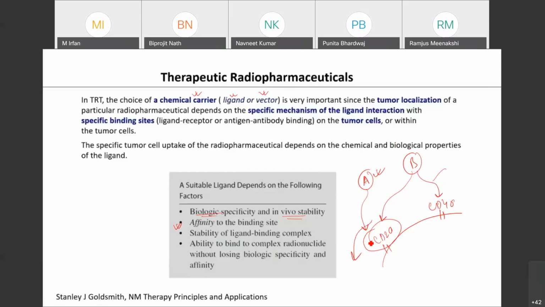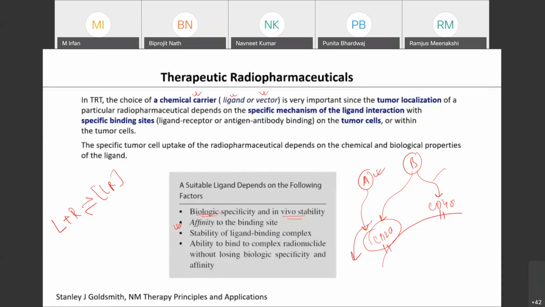It will just slip away. So that's not the case which you want. So it must have specificity and high affinity. Secondly, this complex which is being formed over here, that is, we have a ligand, we have a receptor, and it forms a ligand receptor complex. And this complex must be stable enough.